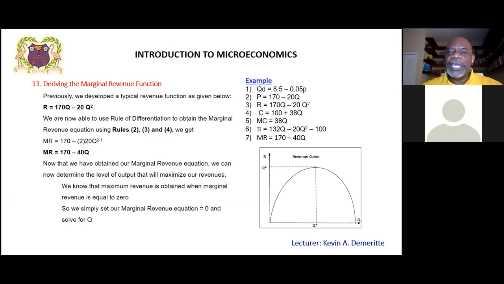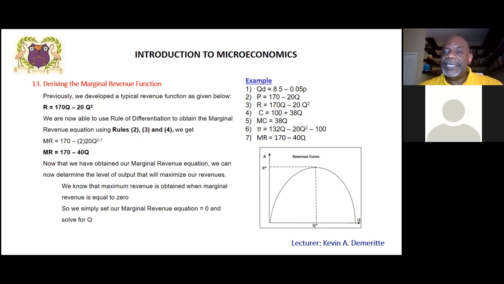Rule 1 says we can immediately eliminate the 170 because the slope of a number is 0. And then rule 2 says that if you have a number that's associated with a variable, the slope would just be that number. In that case, it would be minus 20. Can't forget the negative sign.